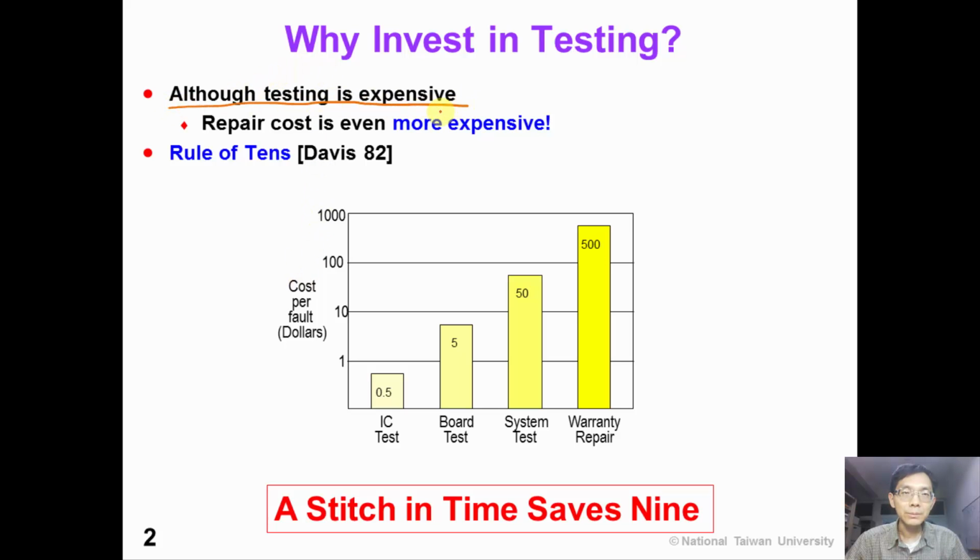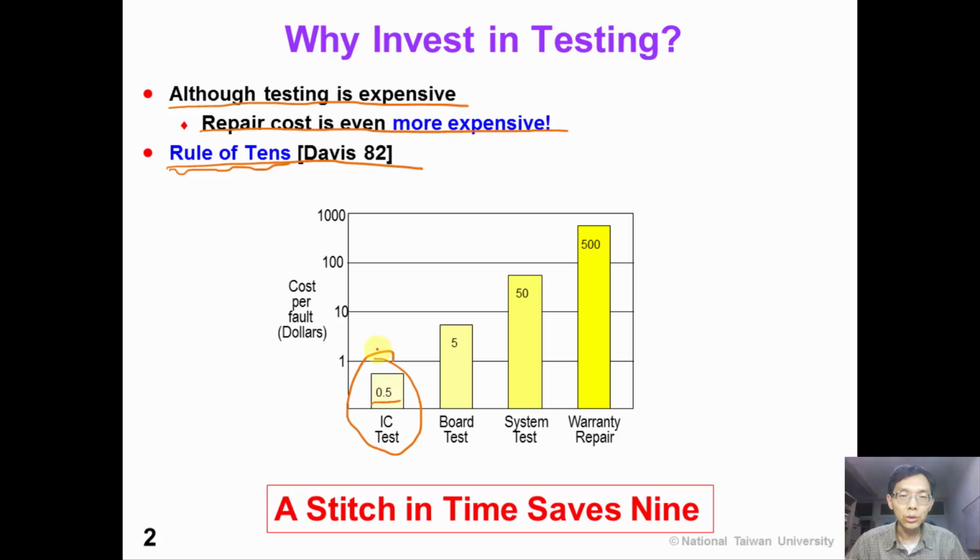Although testing is expensive, repair cost is even more expensive. According to a book published by Davis in 1982, he observed an interesting rule of 10. That means if we can test an IC and identify a fault, we can simply throw it away. The cost is just 50 cents.